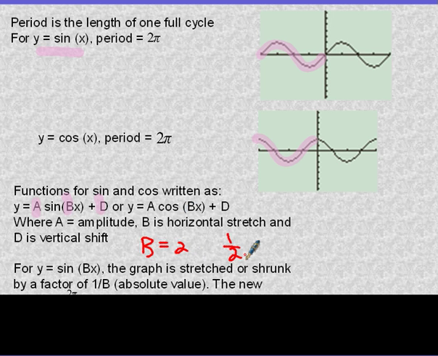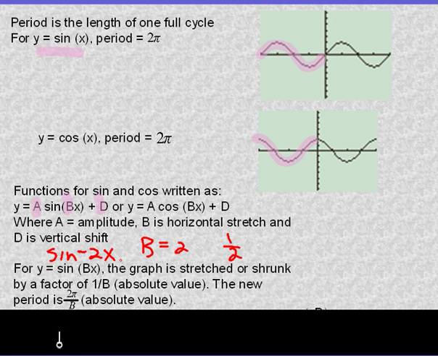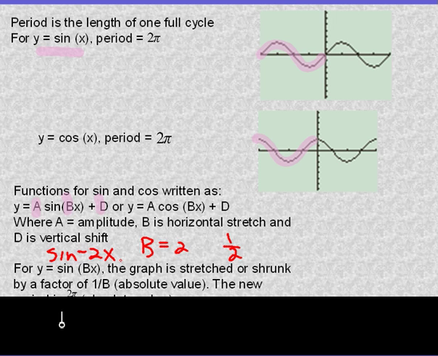Absolute value, so notice that. So if I have a negative 2x, this horizontal stretch is still going to be 1/2. What does the negative do? Well, it causes a flip over the y-axis, and I have that down later.